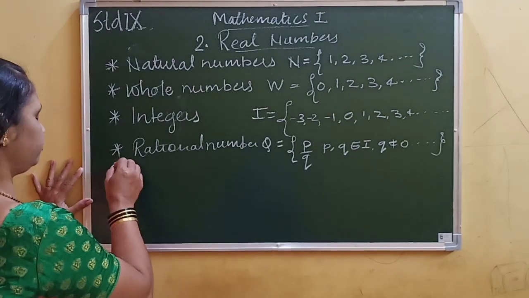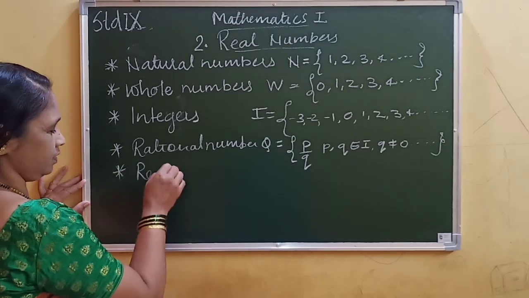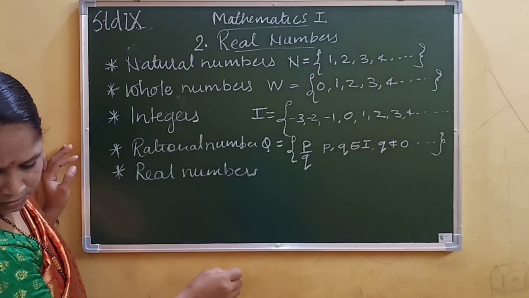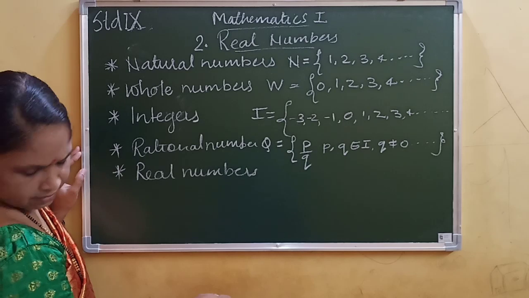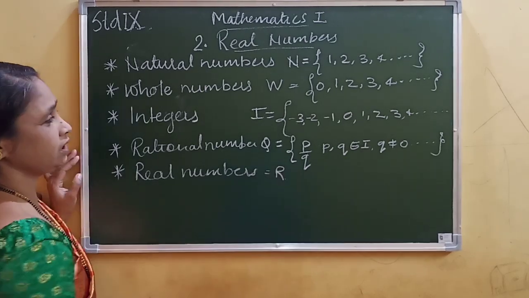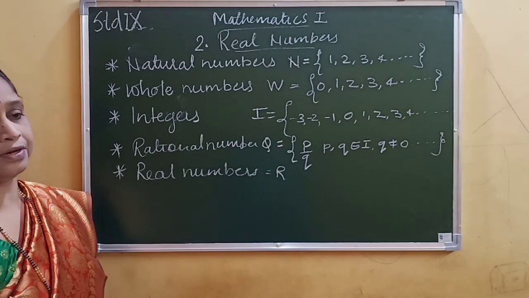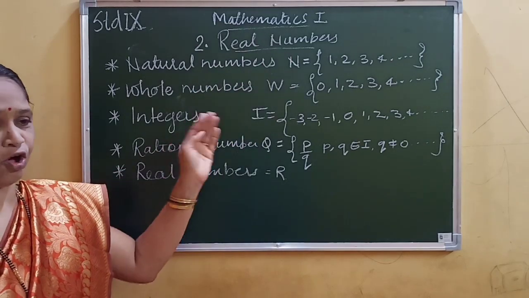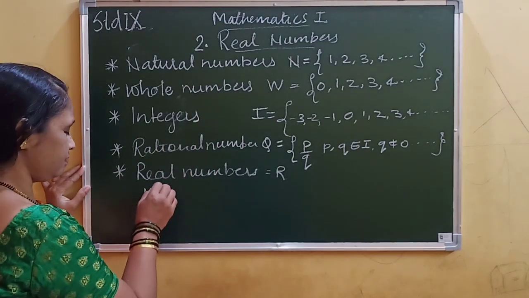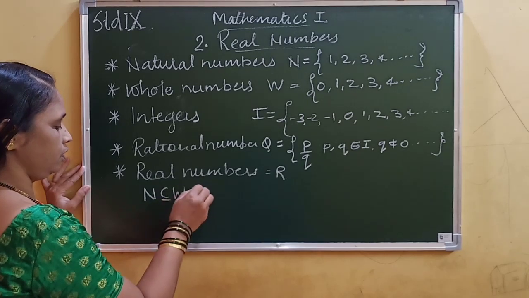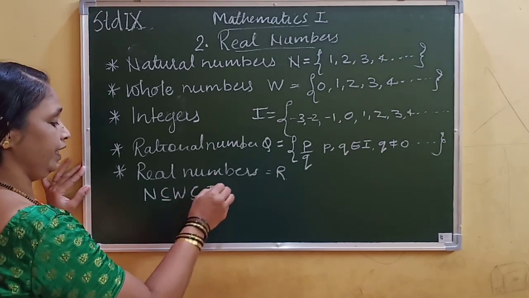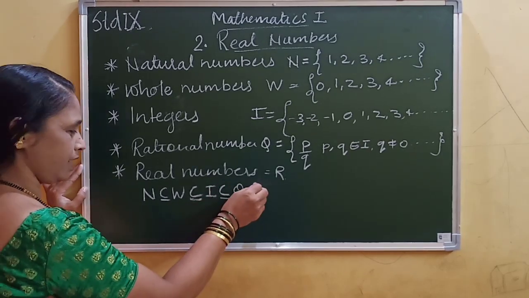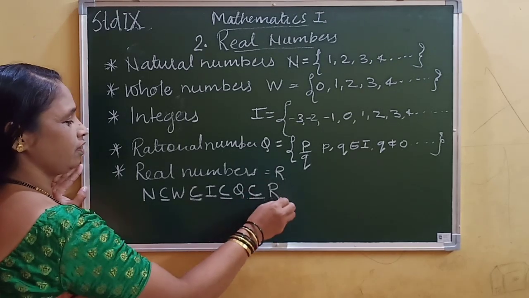Next you have to study real numbers, denoted by the set R. All these numbers are real numbers. Real number is the grandfather of all these. It means N is a subset of W, W is a subset of integers, integers are a subset of rational numbers, and rational numbers are a subset of real numbers.